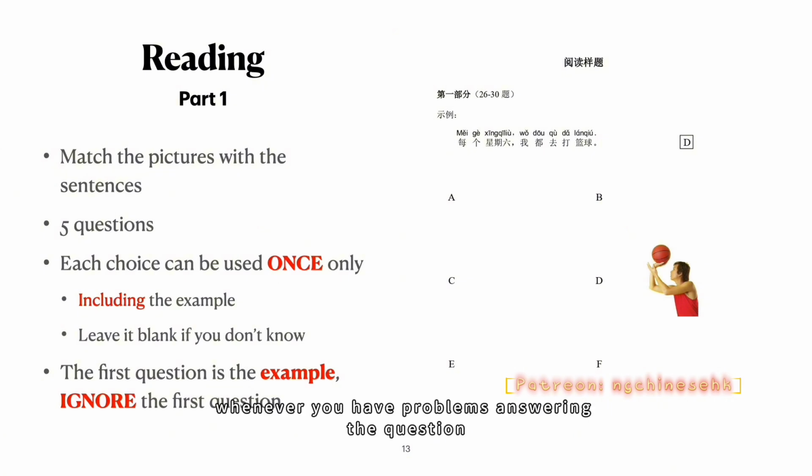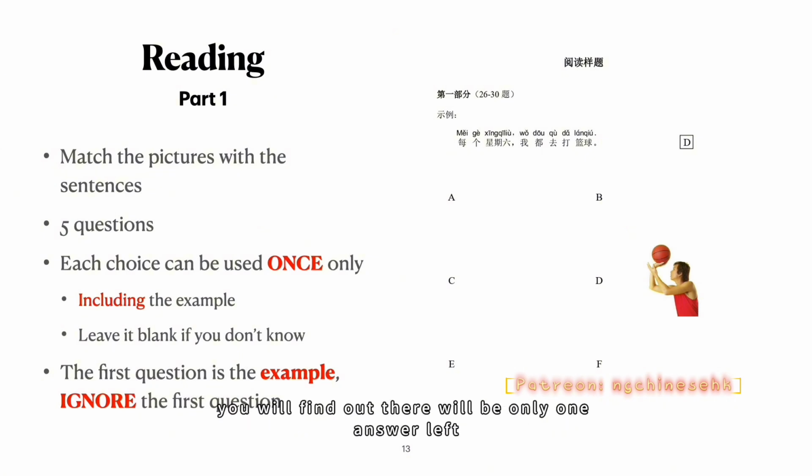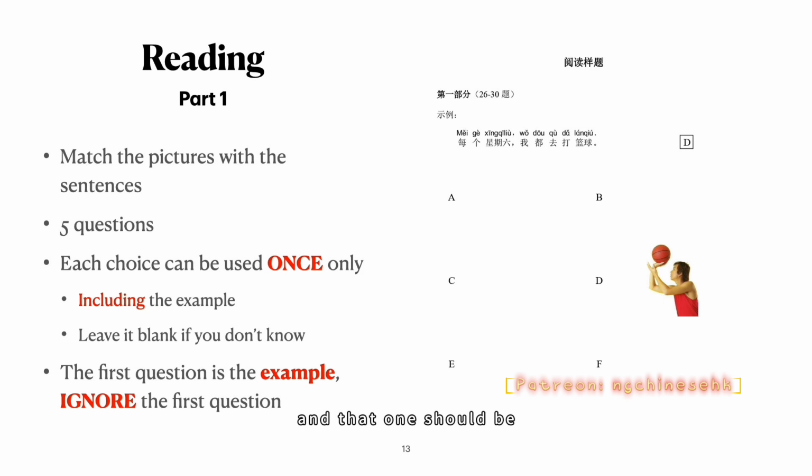So whenever you have problems answering the question, no worries, you can just leave it blank if you don't know. Because when you finish answering the rest of the questions, you will find out there will be only one answer left, and that one should be the correct answer for your blank. So sentences are pretty straightforward. Try to catch the keyword and find out the key information in the picture. Then you won't have problems understanding or answering the questions.